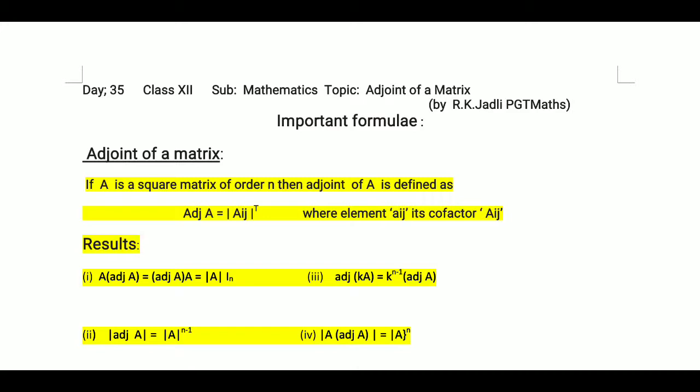Then the adjoint of matrix A is defined as adjoint A is equal to the transpose of the cofactor matrix Aij. It means you will find the cofactor of each element of the matrix and replace them by their cofactors and then transpose it. Then we get the adjoint of a matrix.